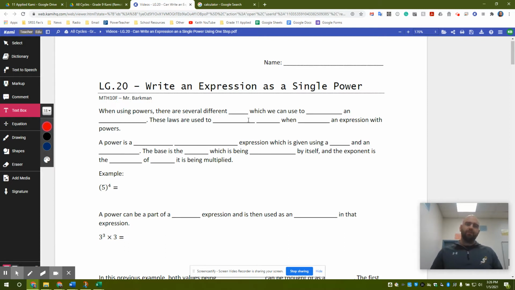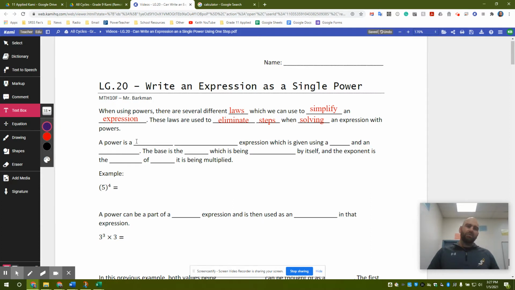So when using powers, there are several different laws which we can use to simplify an expression. We're going to be looking at how we can simplify an expression using certain laws. These laws are used to eliminate steps when solving an expression with powers. So we're going to be trying to eliminate steps when we are solving an expression with powers.